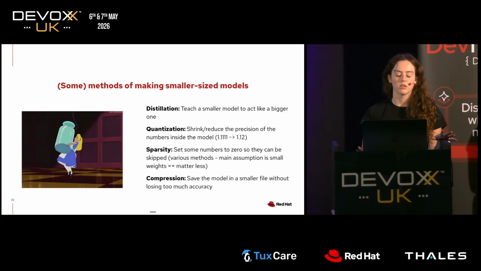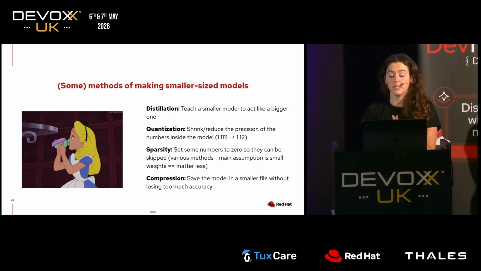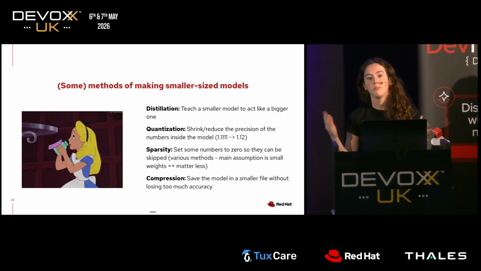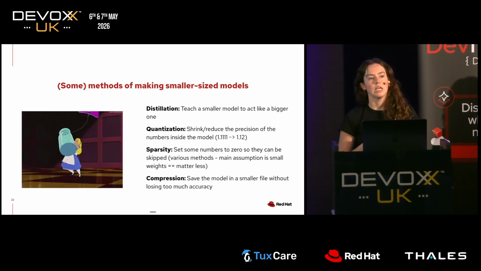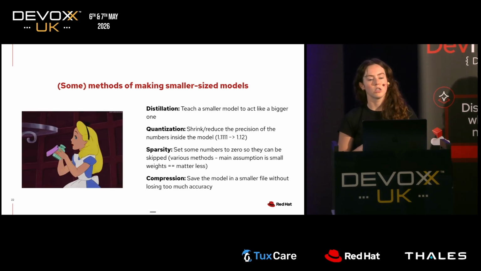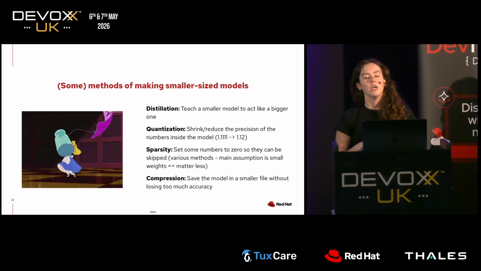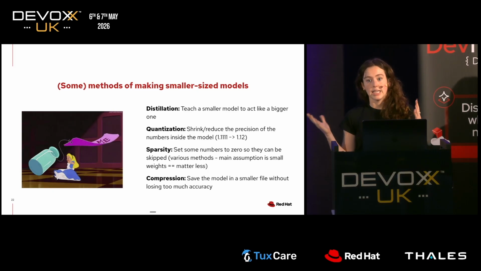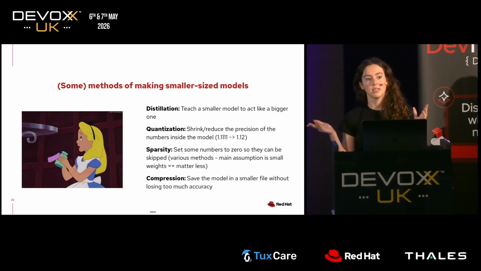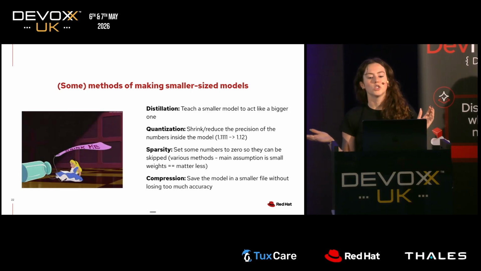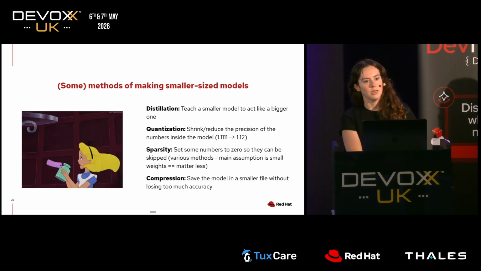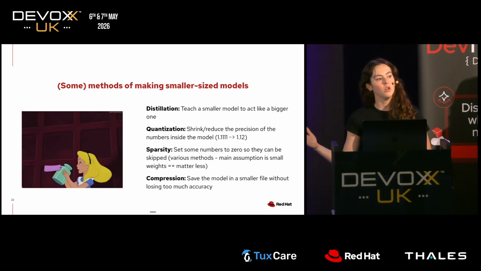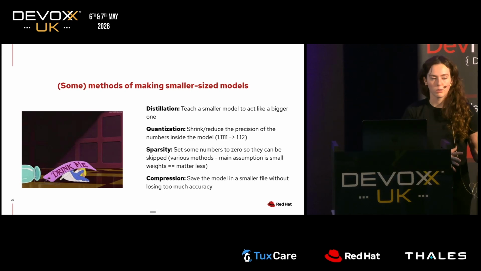Some methods of making models smaller. 1, distillation. You can teach a smaller model to act like a bigger one. This was super big in 2023 when we all first started, where we were having these larger models generate synthetic data. And to some extent, I think this is still something that a lot of the big labs are doing, and then training these smaller models on that data, right? And so you're hoping that you get the same amount of knowledge from that bigger model transferred to that smaller one.